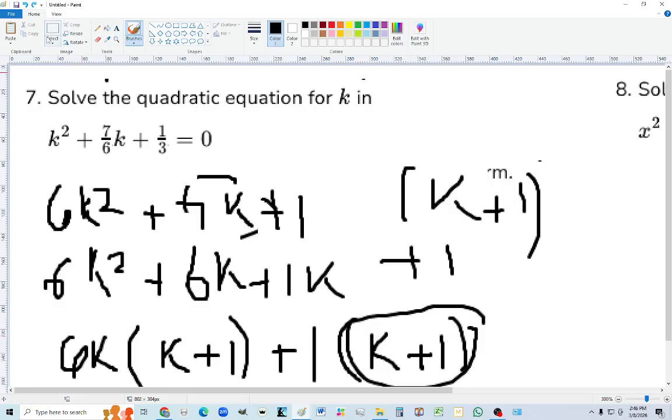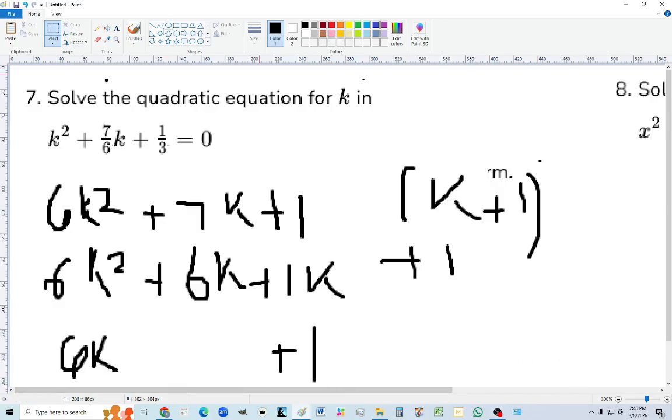And when I factor it out, the only thing that remains will be this 6k plus 1, which is why you write it like that, so that you can see the second factor. There are always invisible ones in front of everything. Then I have to set both to 0 and solve.